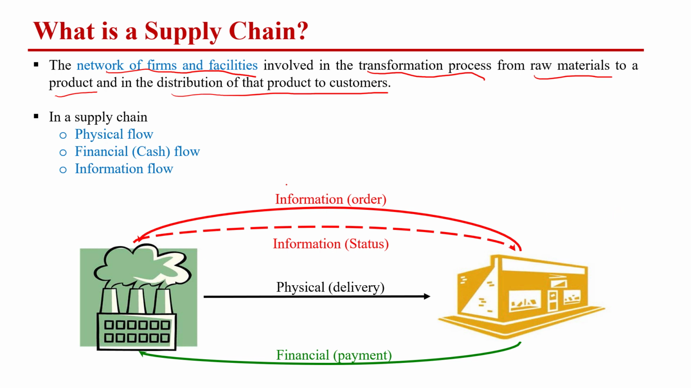So in a simple scenario, what is the supply chain? If we say this is the supplier, this is the customer. Within the supply chain, in this simplified example, we are basically managing 3 types of flows. One is called information flow, or we are managing the physical flow, that is the physical product flow, as well as the financial, or you can say cash flow.